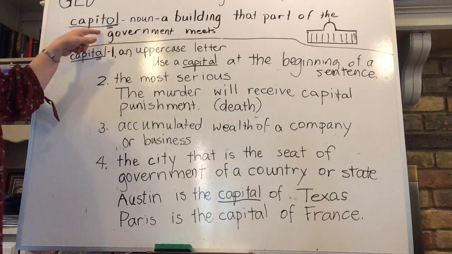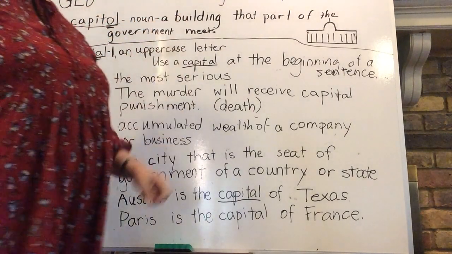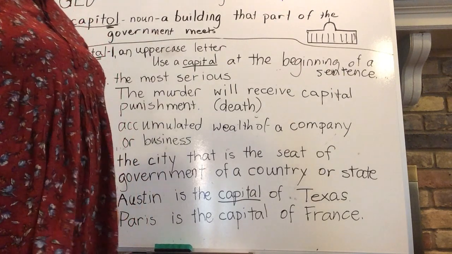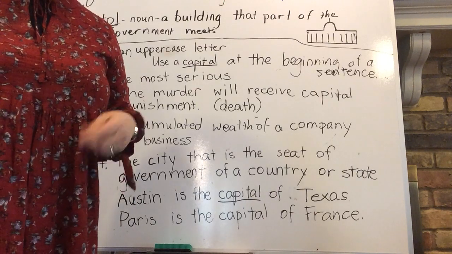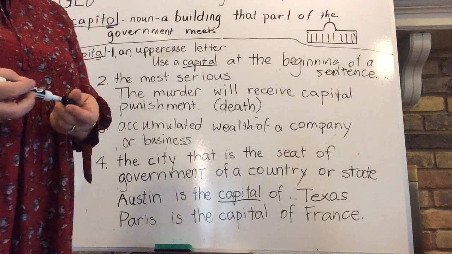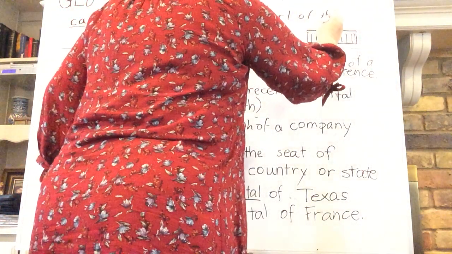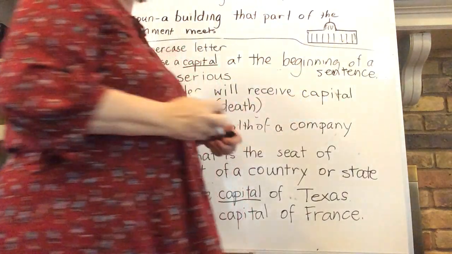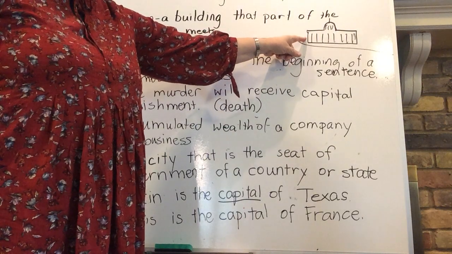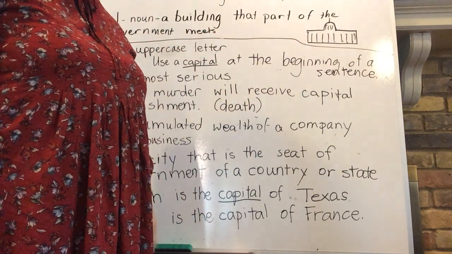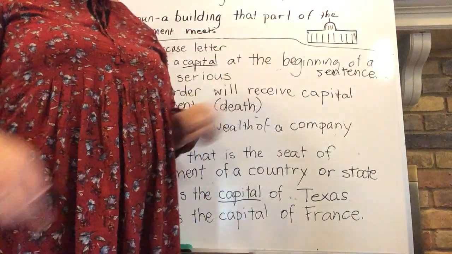Capital has one meaning, capital with an O. That is the building where part of the government meets. In the United States, it's where the Congress meets, the legislature, and it is usually a building with a dome on top. So the national capital is the building in Washington, D.C., where Congress meets. You also have state capitol buildings, and some of them have domes and some of them don't.